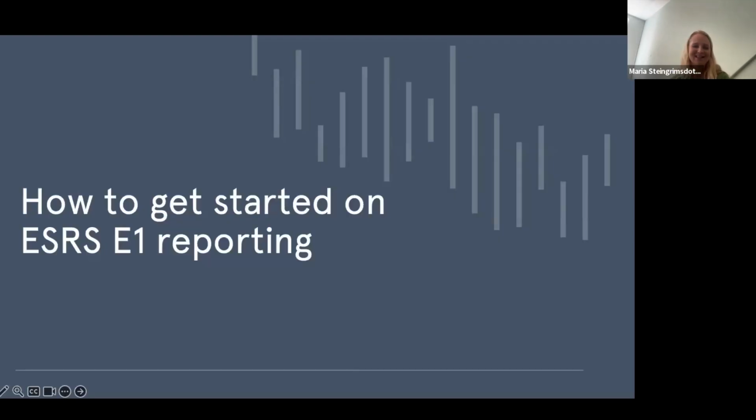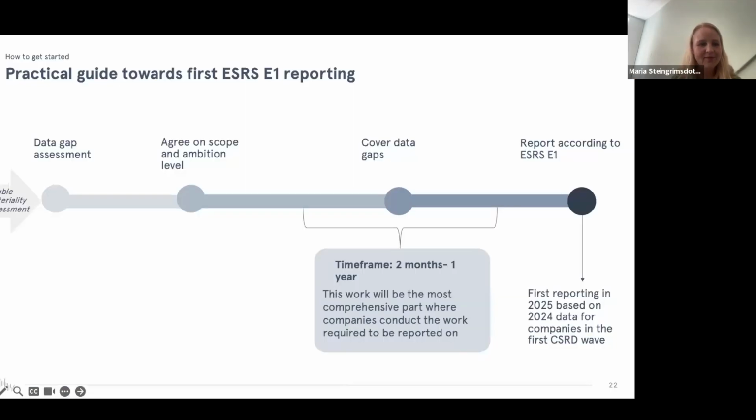So I know that this seems like a lot to report on, 220 data points. So how do you get started with ESRS E1 reporting? And here we have provided a little practical guide towards the first ESRS reporting. We know that probably many of you listening in today are now conducting the double materiality assessment or just finished with it. And then the next step is to do a data gap assessment, where you look through the required data points and create an overview of the data gaps that your company has in order to be able to gather and report according to the ESRS E1.